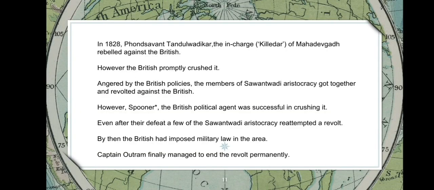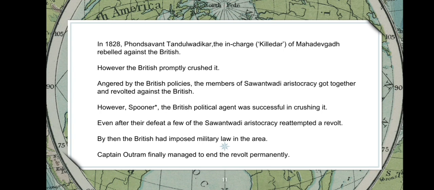In 1828, Pont Sawan Tandulwadikar, the in-charge Kiledar of Mahadevgarh, rebelled against the British. However, the British promptly crushed it. Angered by the British policies, the members of the Sawantwadi aristocracy got together and revolted against the British. However, Spooner, a political agent, meaning a representative of the British government present in the Indian princely state, was successful in crushing it.